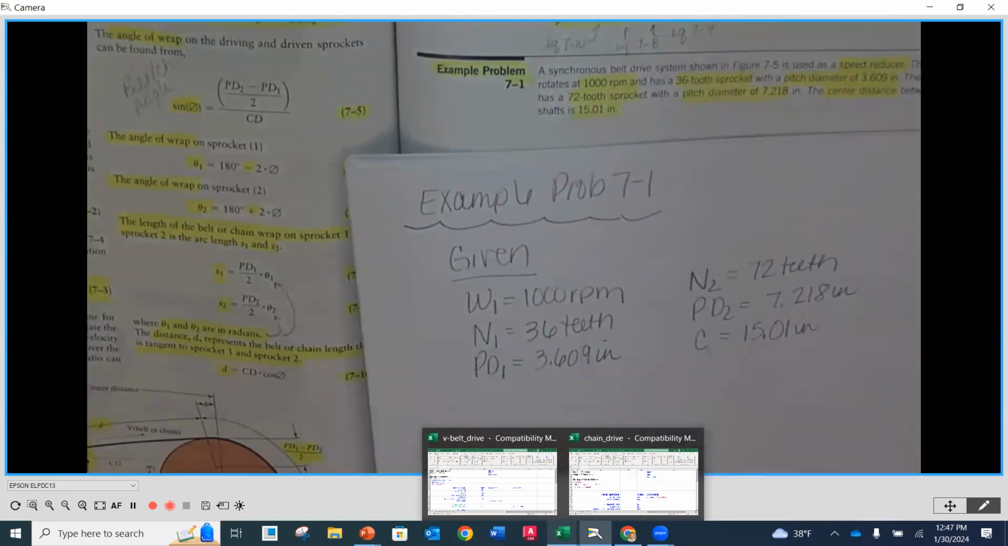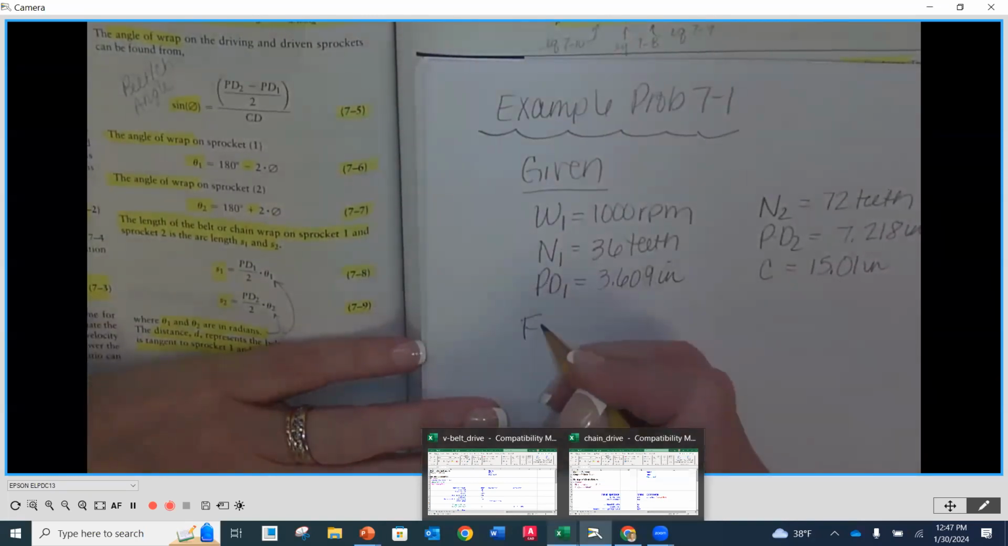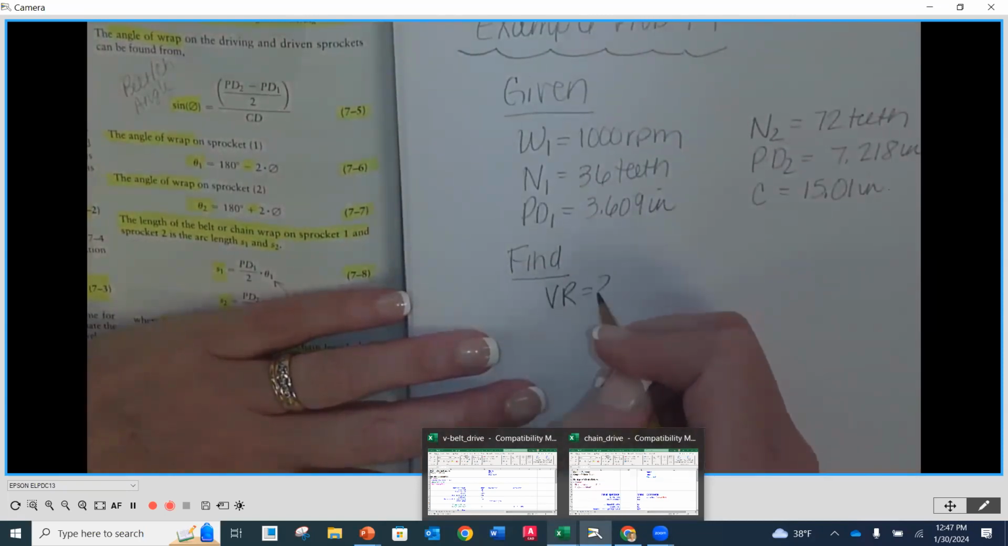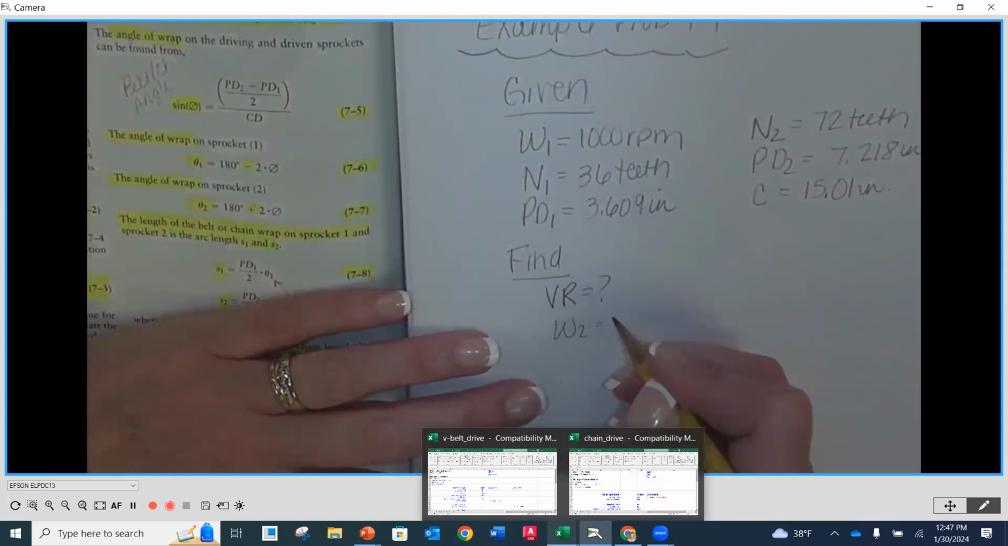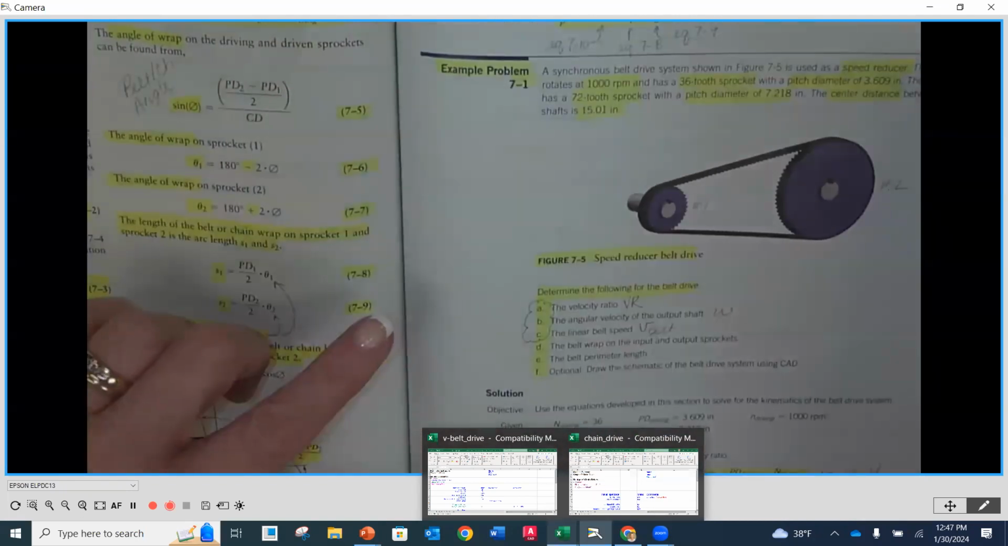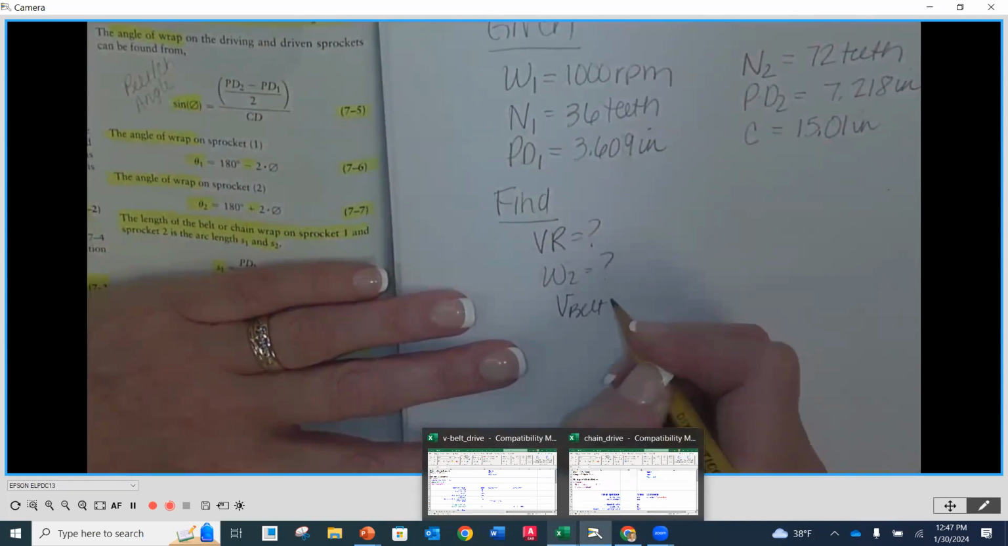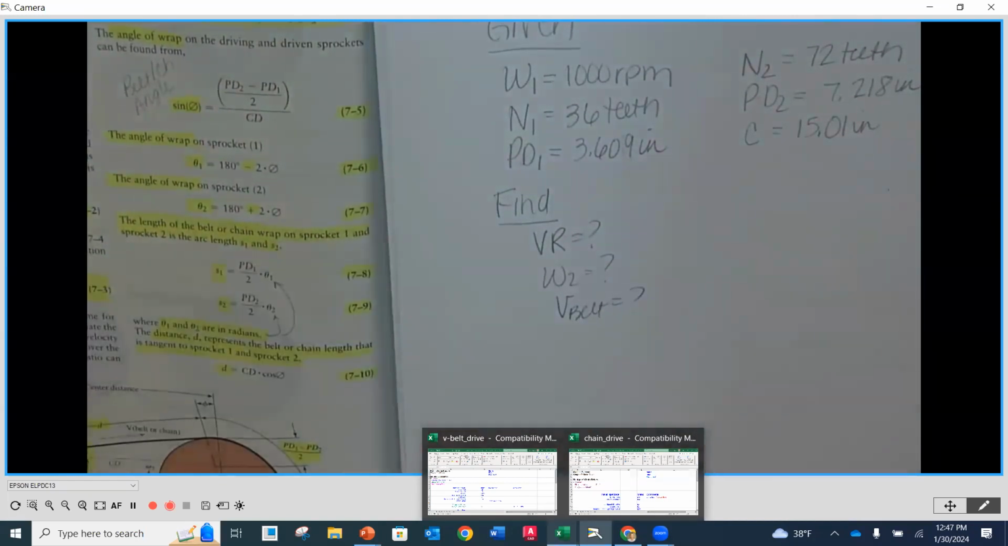Now, again, we're not going to finish the problem. We're going to just do the first three things. So we want to find, okay, our velocity ratio, our output speed, our W2, and then what was the last one? Oh, belt speed. So this is going to be our V of our belt, okay, which is that tangential speed from kinematics.